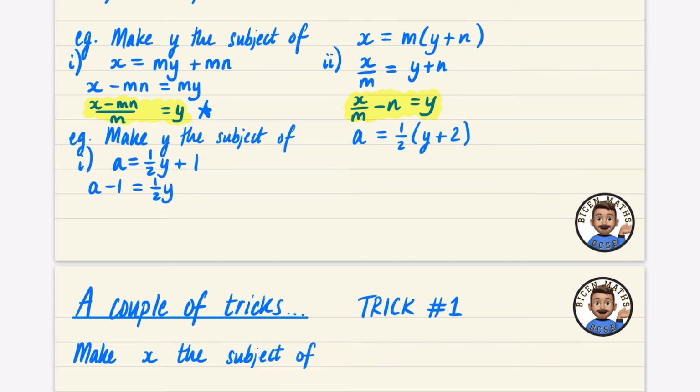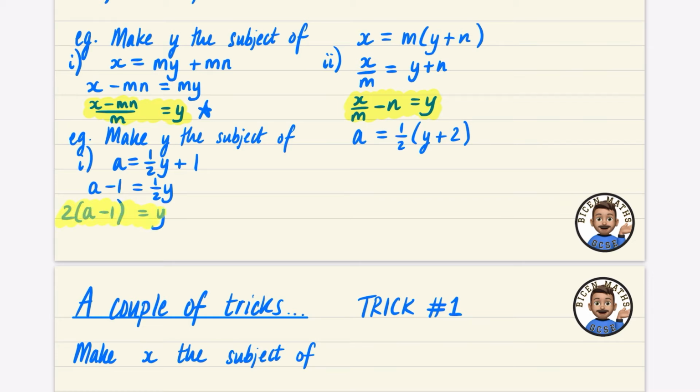And I'm now trying to make y the subject, but it's been multiplied by a half. So to make y the subject, I could either divide by a half, which is the same thing as multiplying by 2, or to make this 1y, if I double this side, I can also double this side. So if I want to double both sides or multiply by 2, I'm going to do 2 brackets a minus 1. I'm taking this thing and multiplying it by 2.